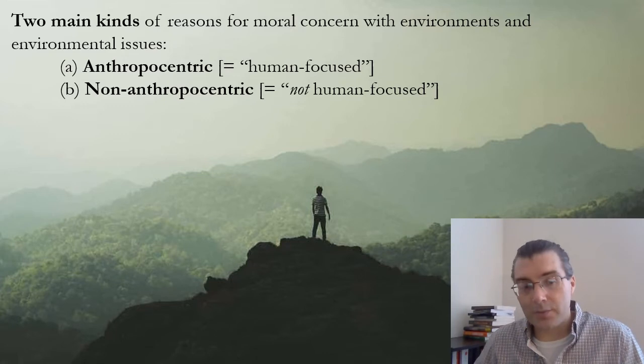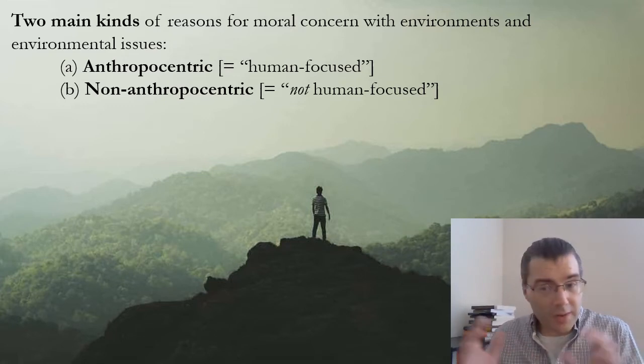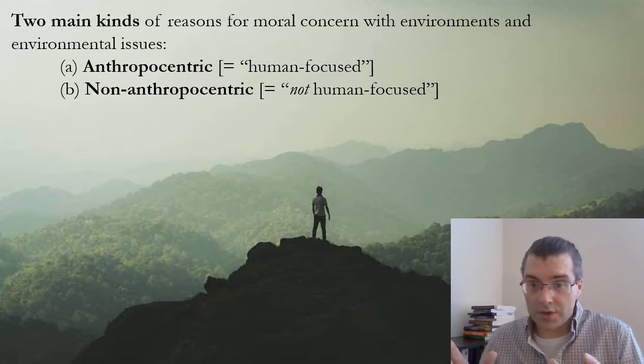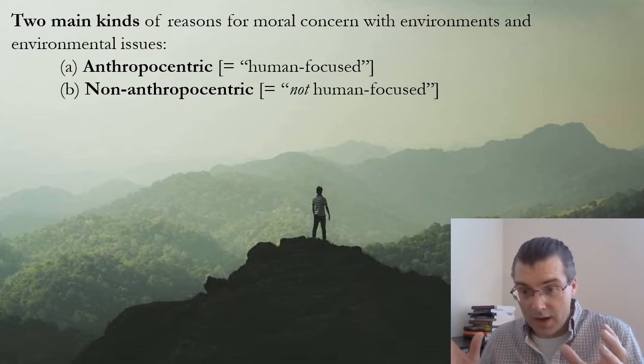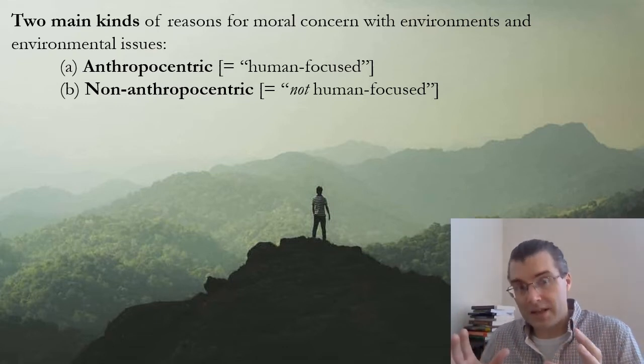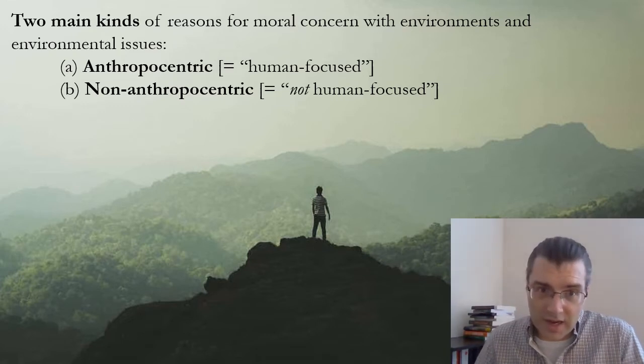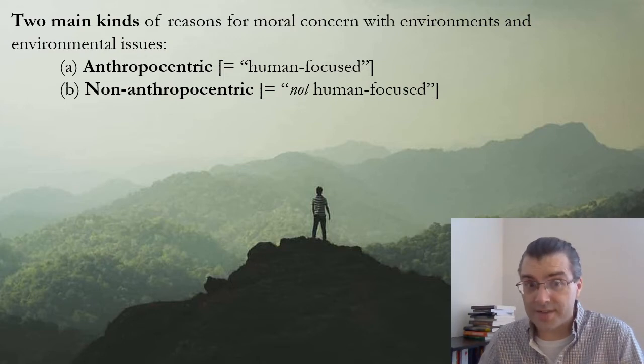This terminology is now pretty standard, and it gives us a framework for what we're doing in roughly the first 4 or 5 weeks of the course, which is reviewing a debate between these two kinds of reasons for moral concern with environments and environmental issues. So one of these kinds is sometimes referred to as anthropocentric. These are human-focused reasons for being concerned with the environment.